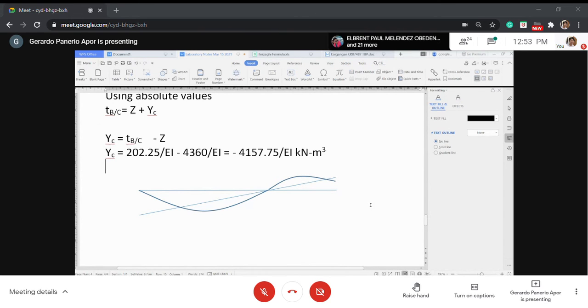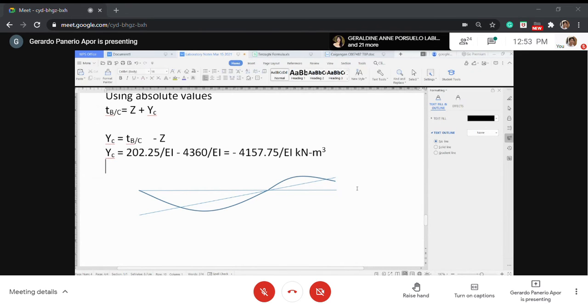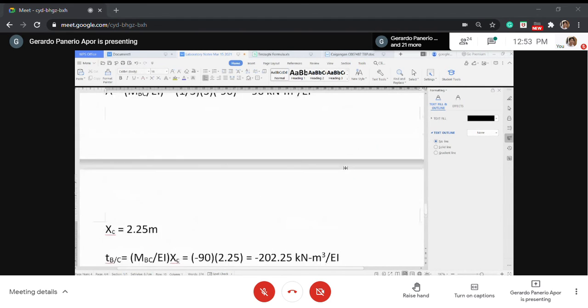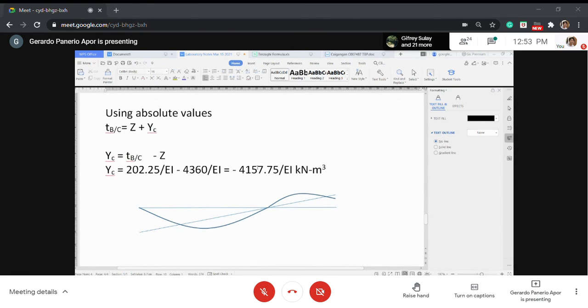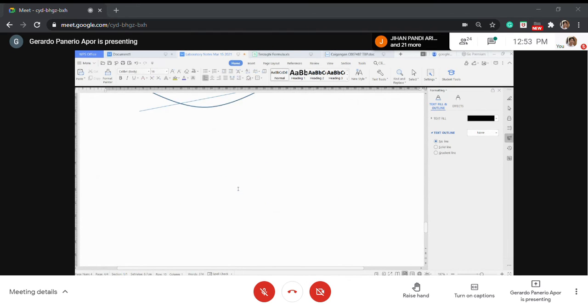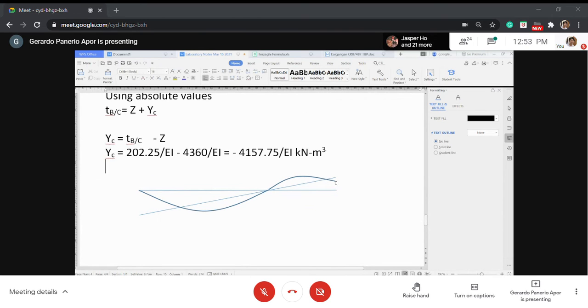So that is the depicted structure now. This is the deflection. It is not below, it is above. Why? TBC, this is the tangential deviation of this from this line, is a smaller value compared to TEB.